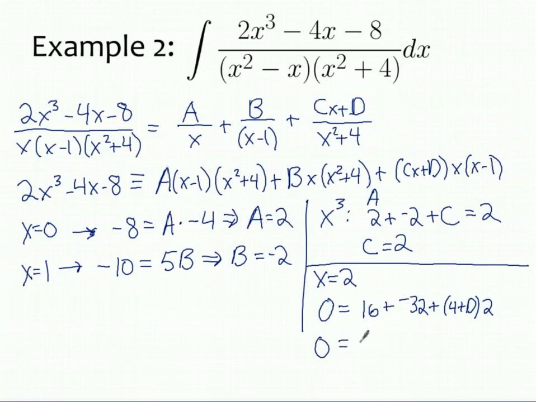So what do we get? Negative 16 here, plus 8 plus 2d, and so negative 8, so 2d equals 8, and that means that d equals 4.